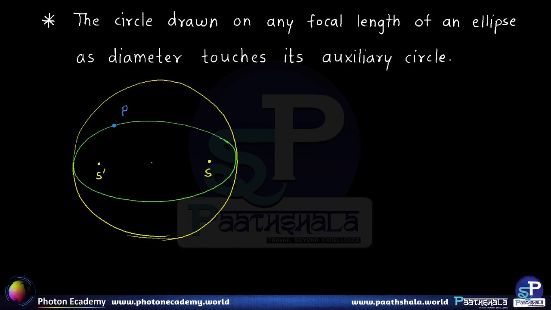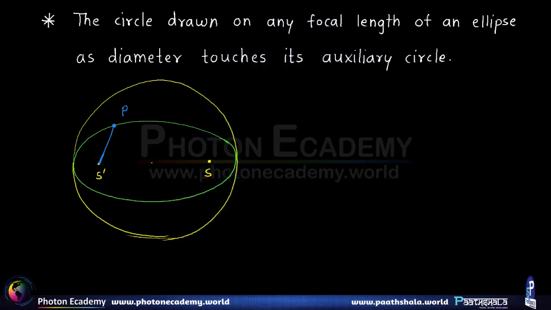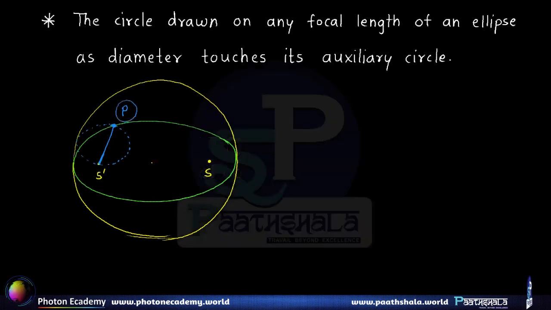By the focal length of P we mean the distance PS or the segment PS or PS dash here. If we draw a circle considering PS dash as the diameter, then that particular circle will touch the auxiliary circle. That is what this property is saying. No matter where the point P lies, the circle drawn considering its focal length as a diameter will always touch the auxiliary circle of the ellipse. Okay, let us go ahead to the next property.